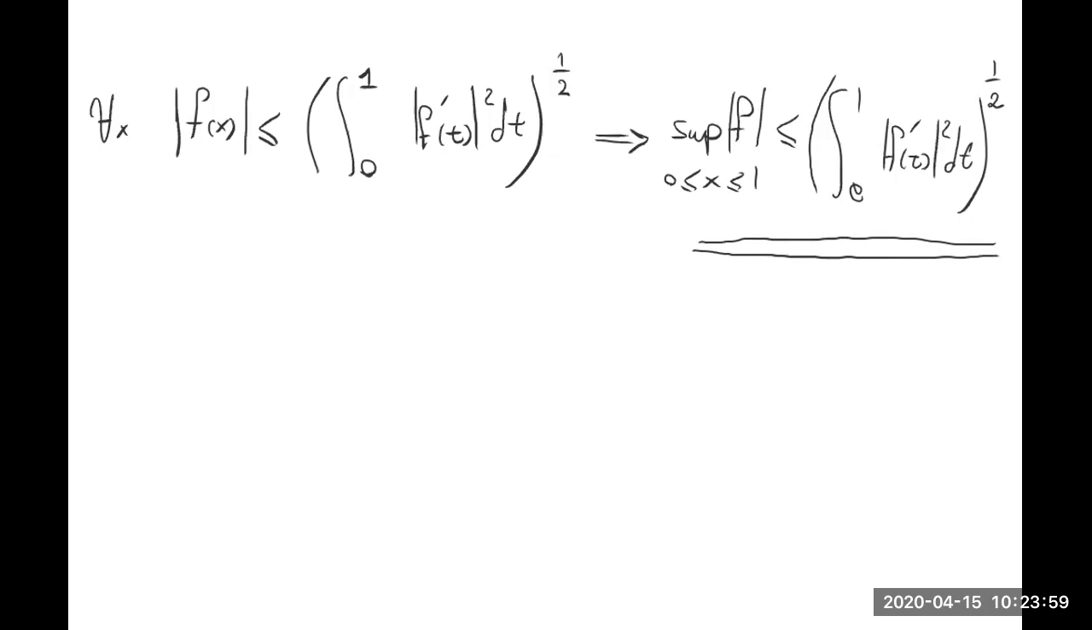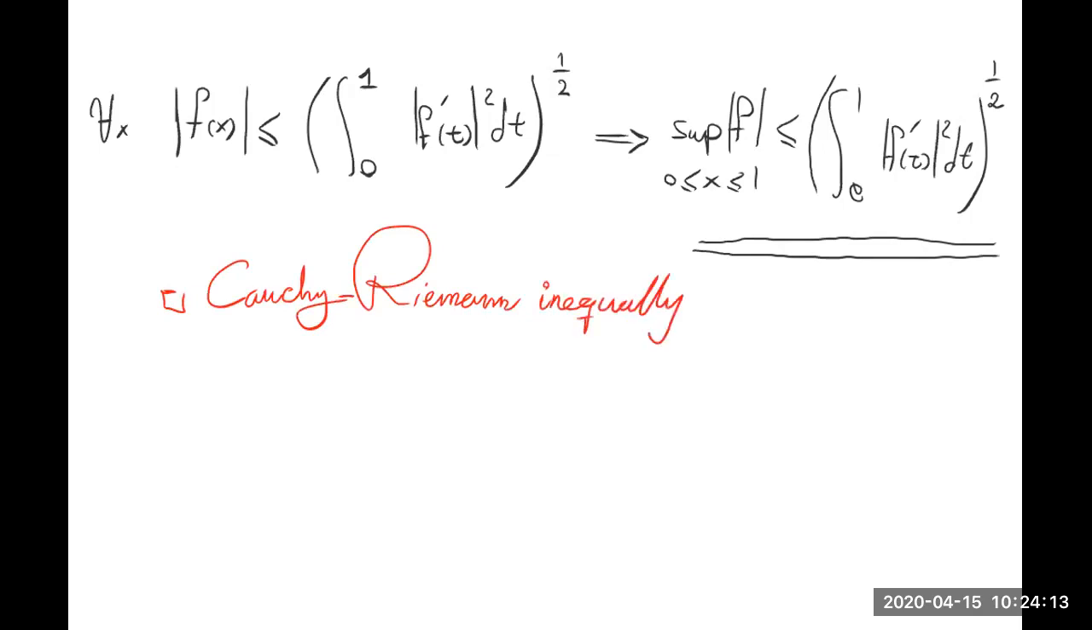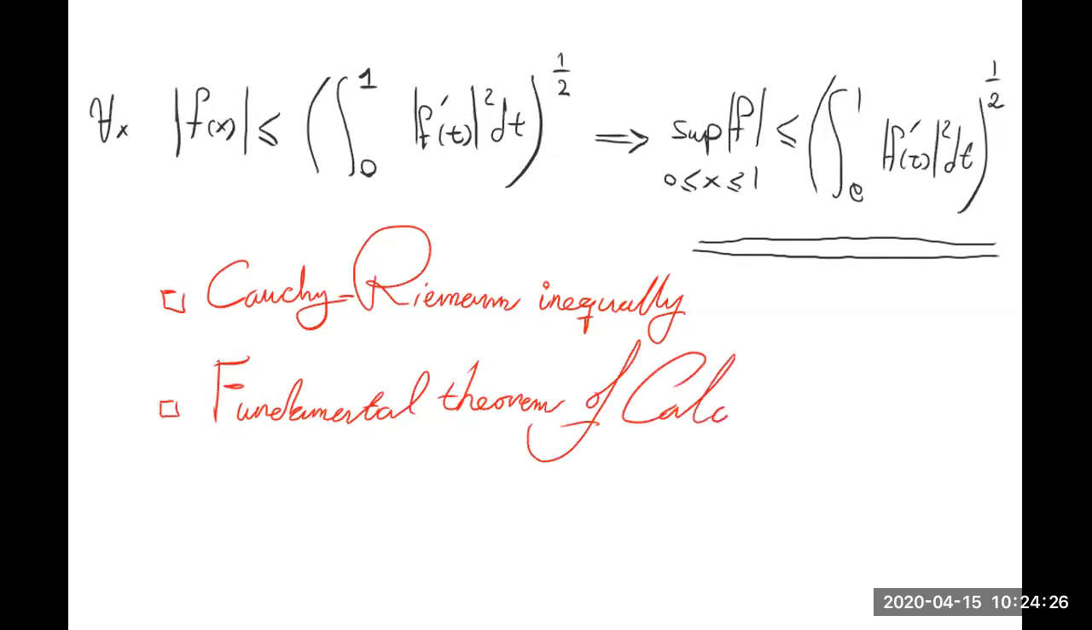So basically, we used two theorems here. First, we used the Cauchy-Schwarz inequality, which is a very important inequality in analysis. And the second one was the fundamental theorem of calculus. So it was an important example because it uses two important theorems. Okay, is there any question? Okay, so if not, let's continue with the second question.